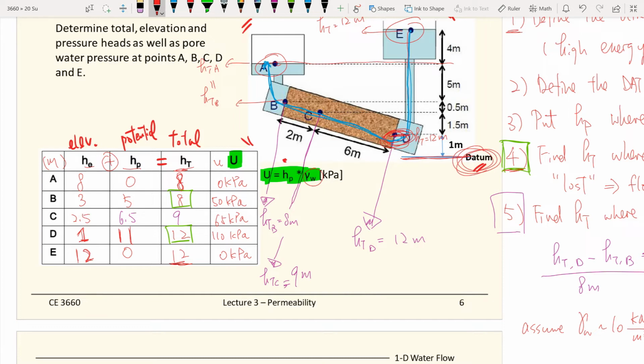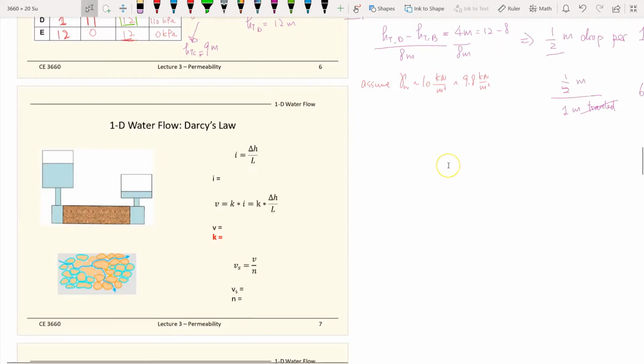Again, for this lecture, we have two main goals we need to achieve. First is calculating all the heads: the total head, elevation head, and the pressure head or the potential head. Once you understand this concept, given a geotechnical structure, we should be able to calculate all the heads at any location. Okay, Darcy's Law.